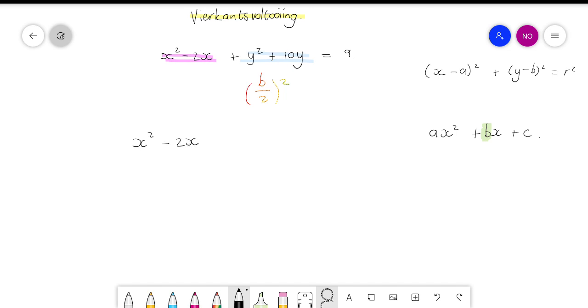Wat is die waarde van b in daai geval? What will the value of b be in that case? Negative 2. Okay. So for that part, I'm going to say negative 2 over 2 squared. So that's minus 1 squared, which is equal to 1.